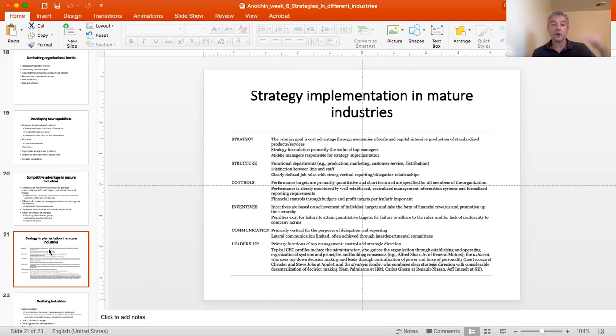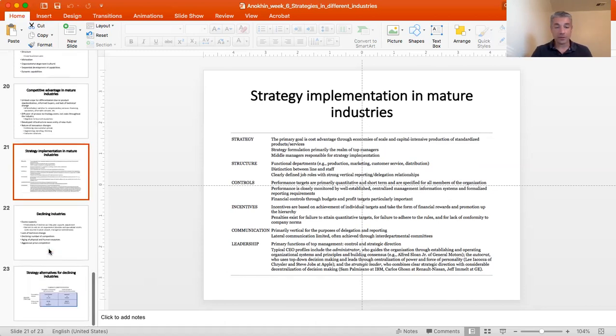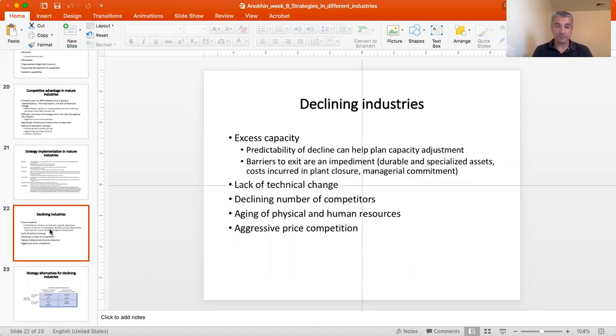So here everything migrates to the very top. Middle managers become responsible primarily for strategy implementation, right? Not so much strategy formulation. You have mechanistic structures here, functional departments, distinction between line and staff, clearly defined jobs with job roles with strong vertical reporting. So everything becomes less exciting and more efficiency oriented. So again, I would encourage you to go to the textbook to read more about that.